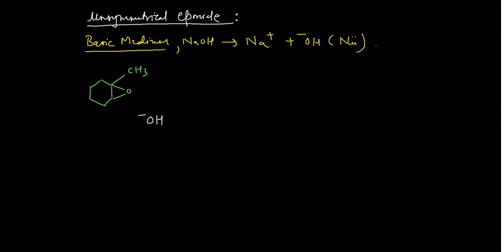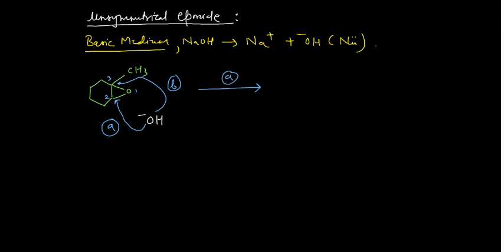Now you have two options: this hydroxide may attack on this carbon or it may attack on this carbon. If you call it oxygen number 1, carbon number 2 and carbon number 3, you have two options in that case. Say this is path A and this is path B. Right now I am following path A. When I am following path A, what will happen?